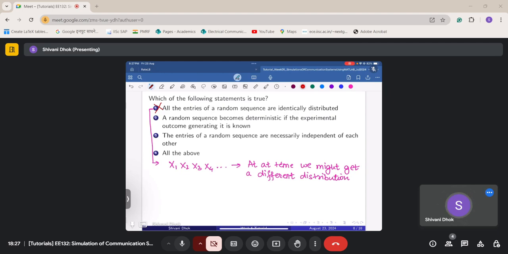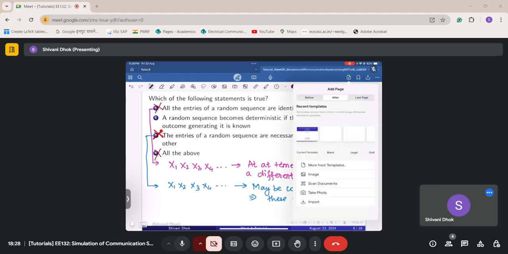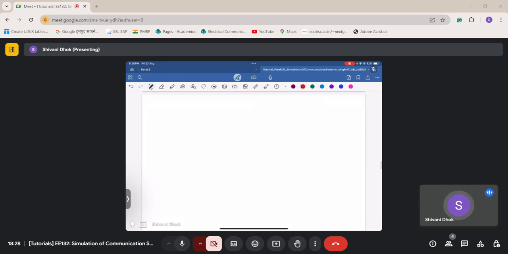Let's look at the third option: the entries of a random sequence are necessarily independent of each other. Again, these x1, x2, x3, x4 and so on may be correlated or dependent, which means that these are not independent. So your third option is also wrong, which means that anyway all of the above is gone. Then what is remaining is your second option. It says that a random sequence becomes deterministic if the experimental outcome generating it is known. So that takes us to the definition, that gives us the mapping.